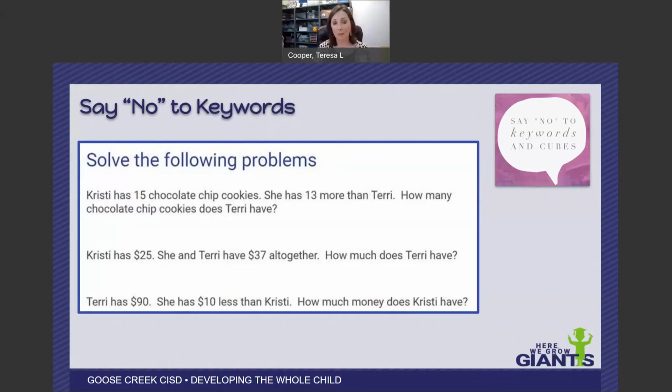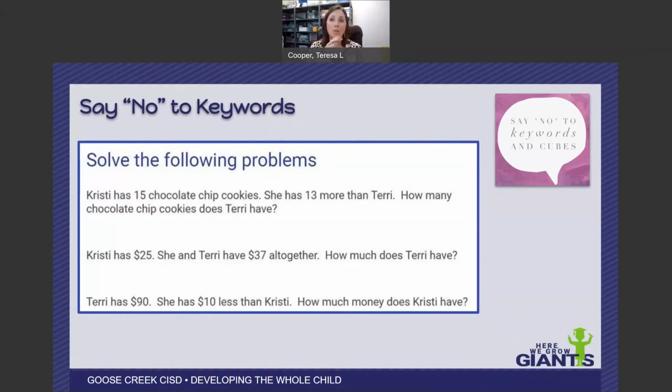Terry has $90. She has $10 less than Christy. How much money does Christy have? A lot of kids see less than and they think they should subtract. But in this case, Terry has 90, and that 90 is 10 less than what Christy has. So I have to put those together to find out what Christy has.